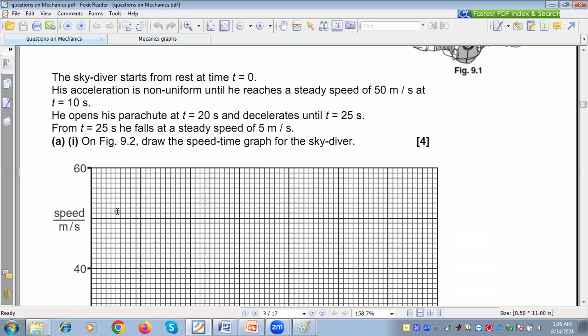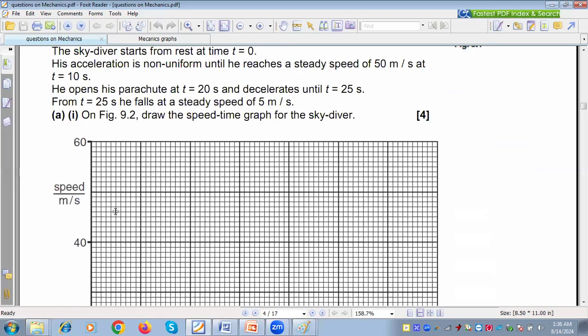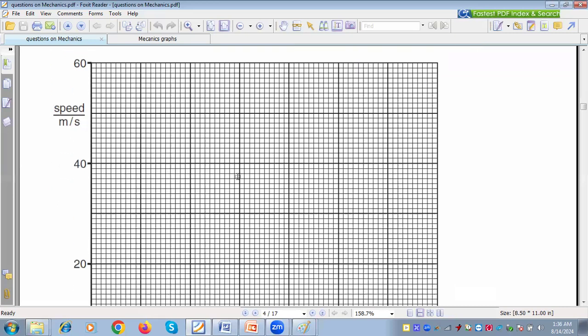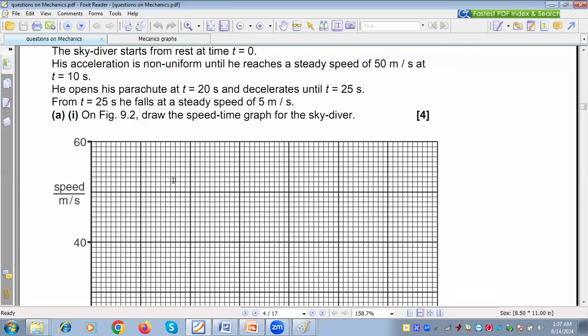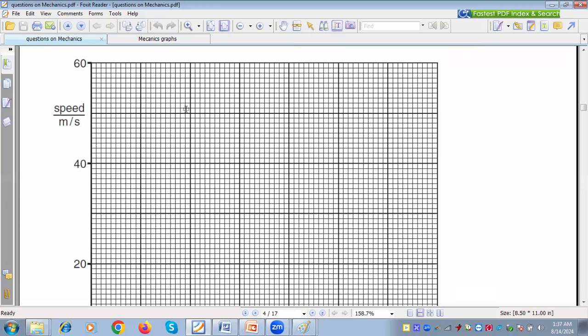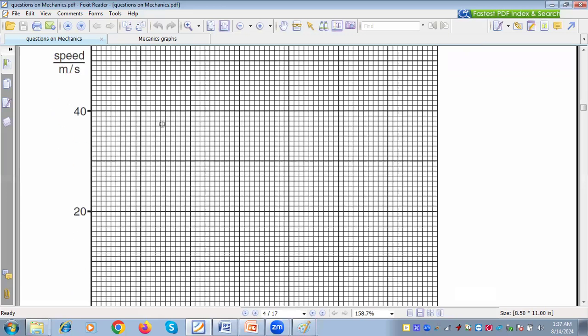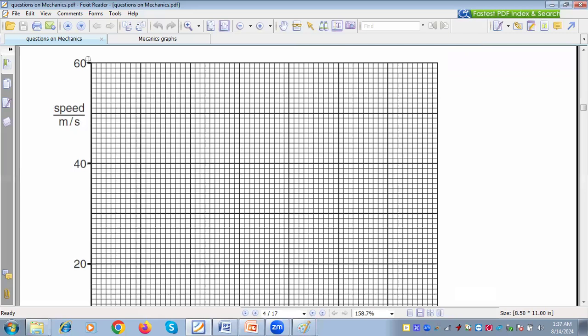On the graph, that is figure 9.2, because this is question number 9 of that year, draw the speed time graph for the skydiver. So here the graph is to be plotted, and for the first and second, he goes with non-uniform acceleration until he reaches the constant speed. It means the graph will not be a straight line.